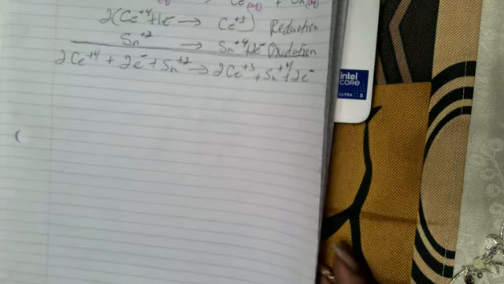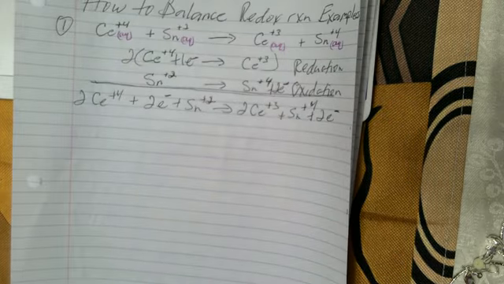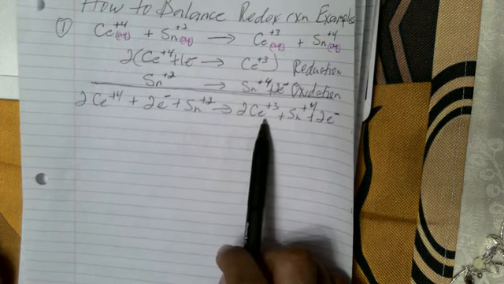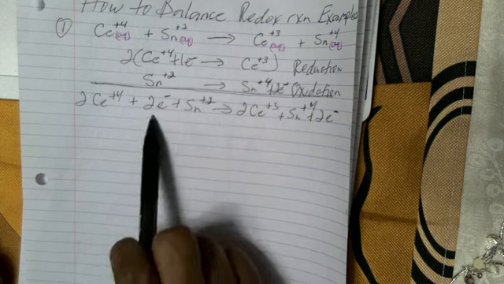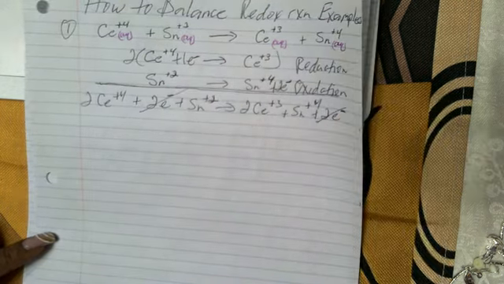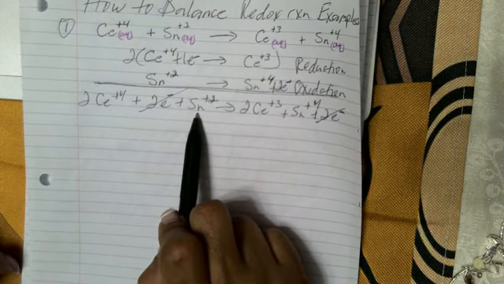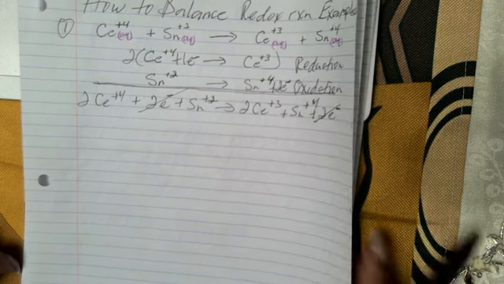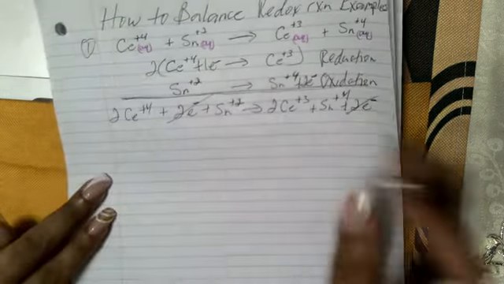Now, you cancel out whatever's on the reactant side. If it's the same thing on the product side, you cancel out. You got 2 Ce +4s here, 2 Ce +3 here. That don't cancel. You got 2 electrons here. You got 2 electrons here. They cancel out. You got Sn with a +2 charge. Sn with a +4 charge. They're not going to cancel. Okay? So now you're going to simplify and bring down the reaction.